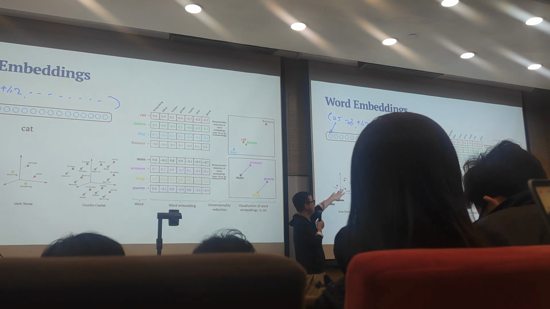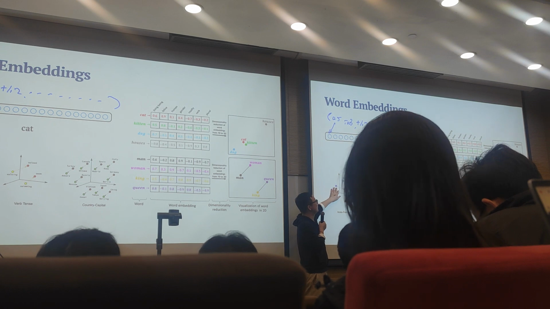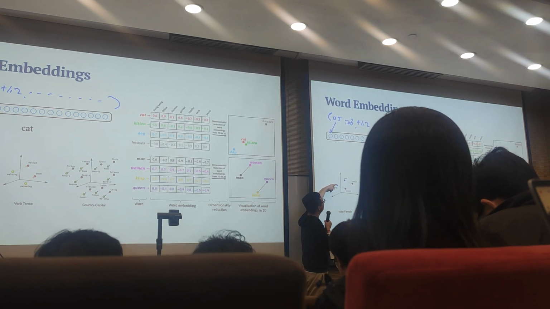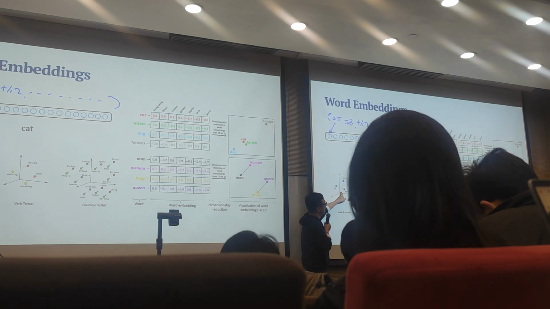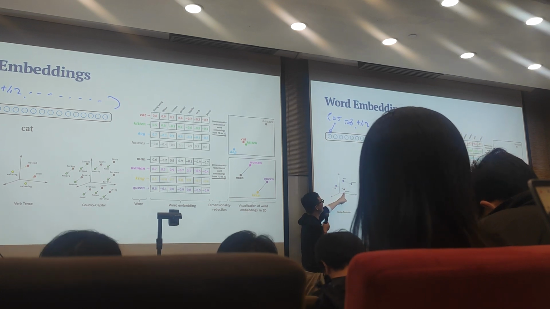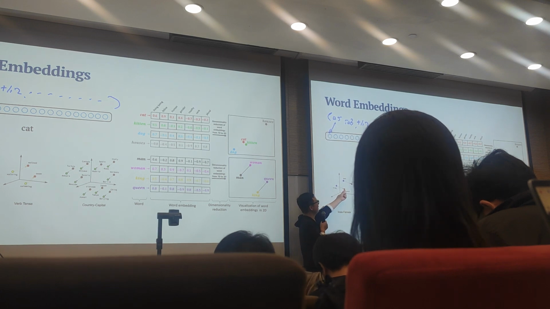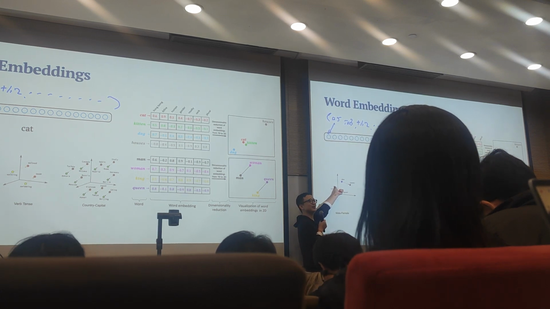So with word embeddings, you can do a lot of funny things because they are vectors. Here I have a really funny example, which is king and queen, man and woman. If you take queen and subtract king, then you get this.